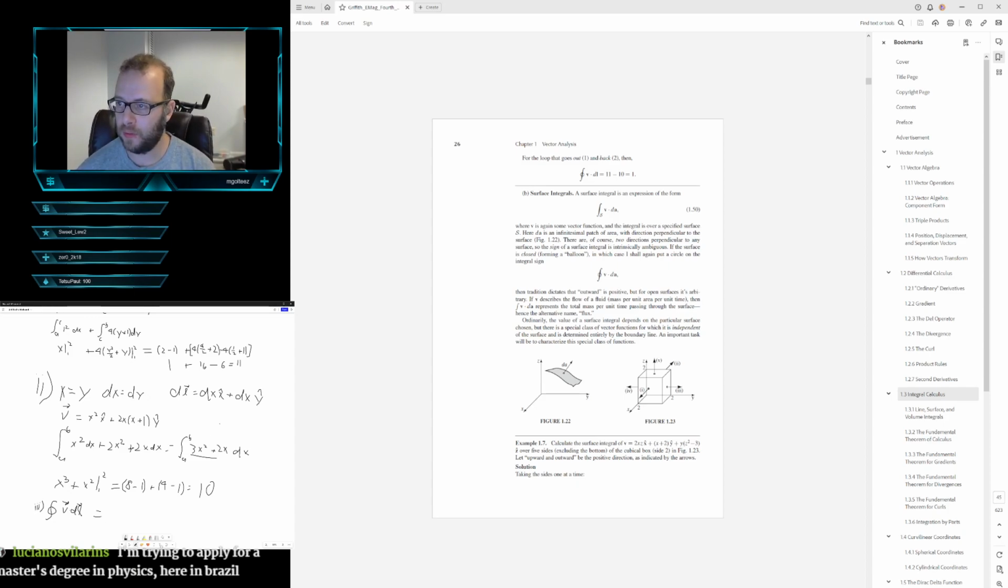So if we have our loop, we have part 1, which is equal to the integral of part 1.